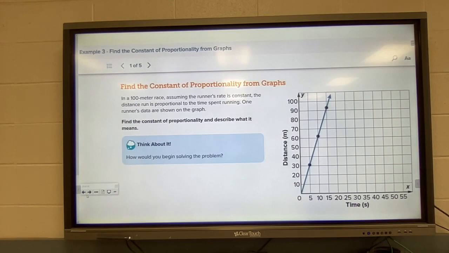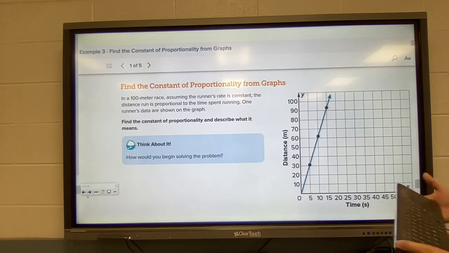Let's look at this one. In a 100-meter race, assuming the runner's rate is constant, the distance run is proportional to the time spent running. One runner's data are shown on the graph. Find the constant of proportionality and describe what it means. So first and foremost, what do we have over here?